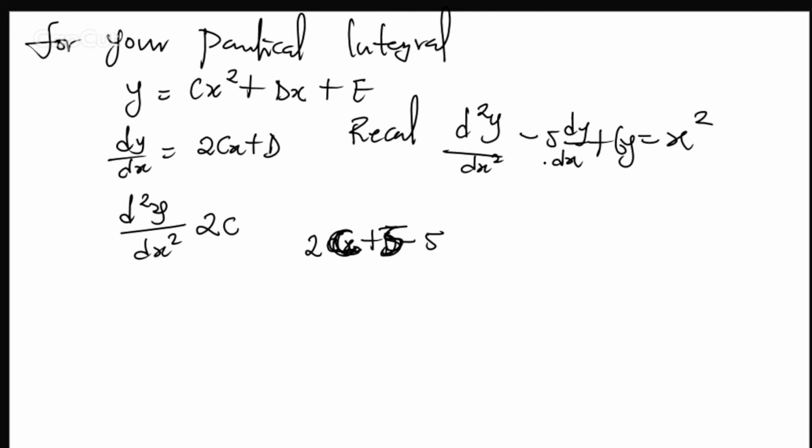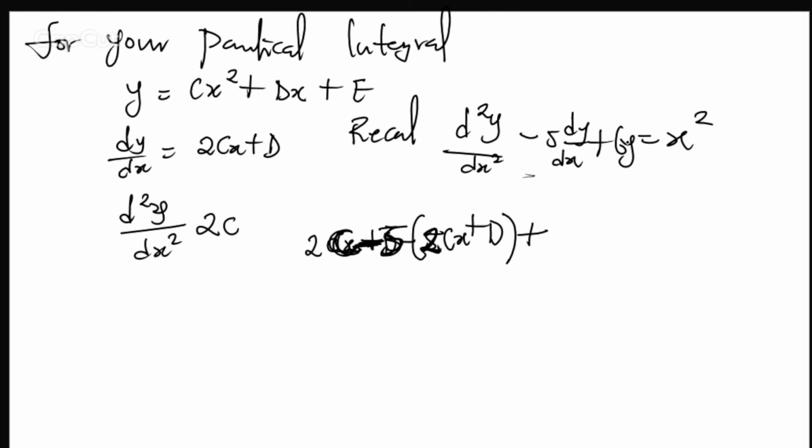And what is your dy over dx? Remember this is minus, so you have minus 5 here, and you have dy over dx. What's dy over dx? 2cx plus d. So this will be in brackets, 2cx plus d, and that will be our close bracket. Plus, we have plus here.